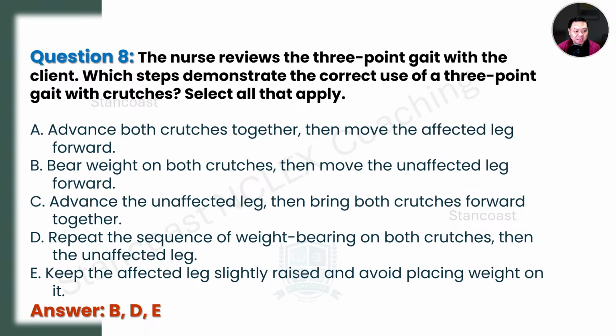Okay. And if you selected letter A, this is incorrect. Advance both crutches together, then move the affected leg forward. This is not the standard sequence. The unaffected leg should move separately after the crutches. Okay. Now, I'm sorry, letter C. If you selected letter C, which is one of the incorrect answers, advance the unaffected leg, then bring both crutches forward together. This sequence alone is going to destabilize the patient. What should happen here instead is advance both crutches together first. Okay, then the affected leg.